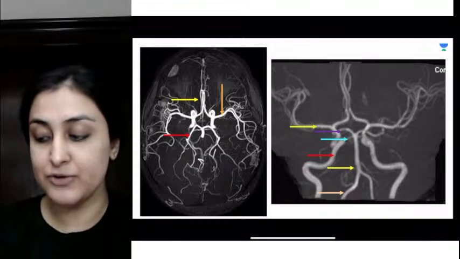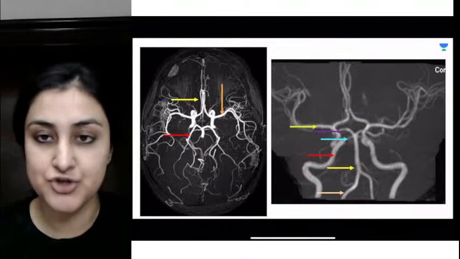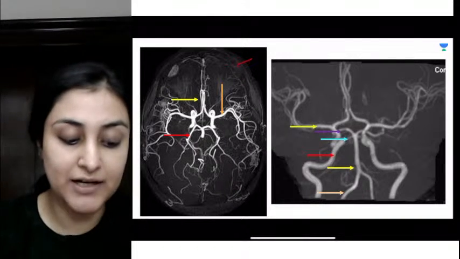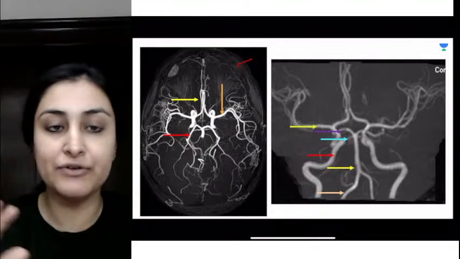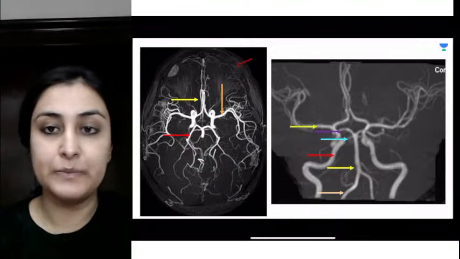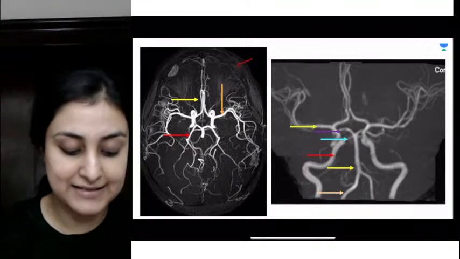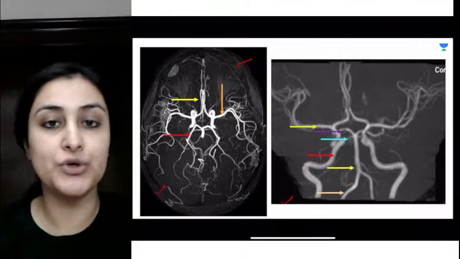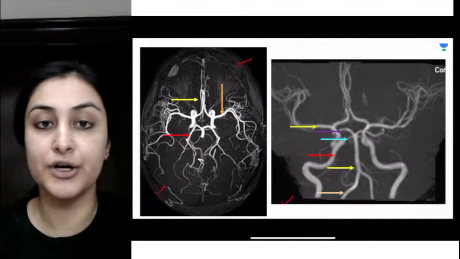So both of these images that I'm showing you here are MR angiography images. How we know it's MR angio is you're seeing that the bones here are not white, they are all black, and we have blurred out the background. Alright, so this is how an MR angiography image will look. So one is an axial section at the level of circle of Willis. This is a coronal section. Alright, so both of them are actually demonstrating the circle of Willis.